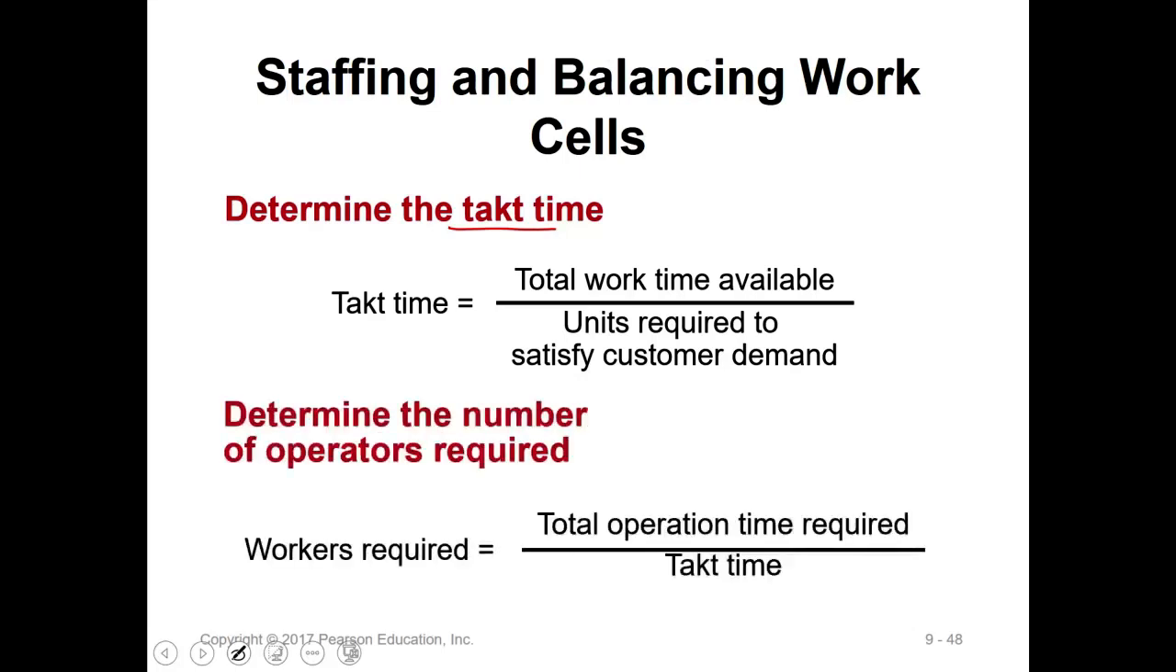After you determine the takt time, we can determine the number of workers or operators needed in order to meet this requirement. For the number of workers required, we use this equation: total operation time divided by the takt time. Then what is the total operation time?